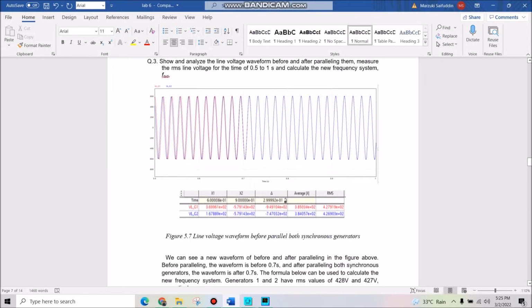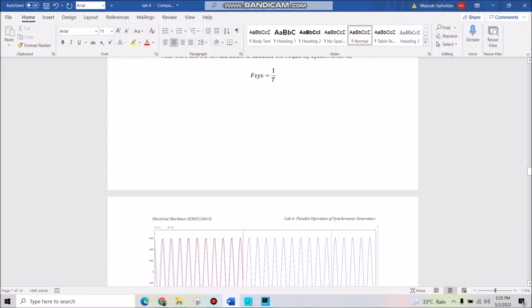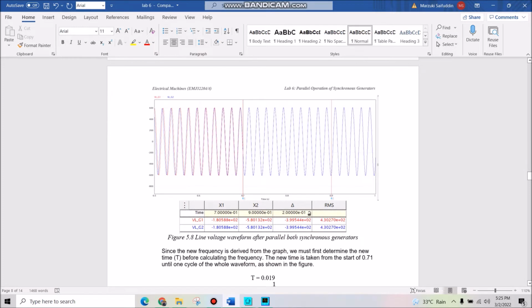Okay, for before paralleling them, VLG1 is 4.27 and G2 is 4.26. Okay, after we parallel both synchronous generators, we get 4.3 for G1 and G2.